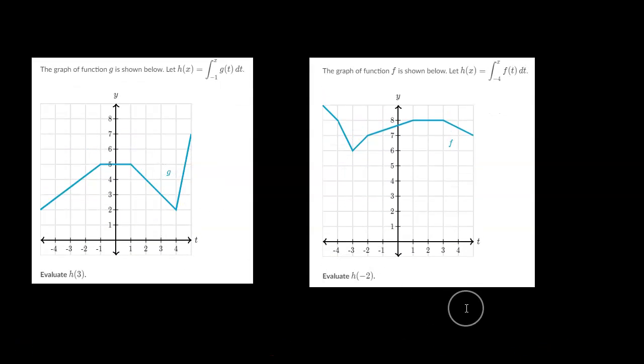Okay, so this picture on the left says the graph of function g is shown below. Let h of x, I'll write it bigger if that helps you.